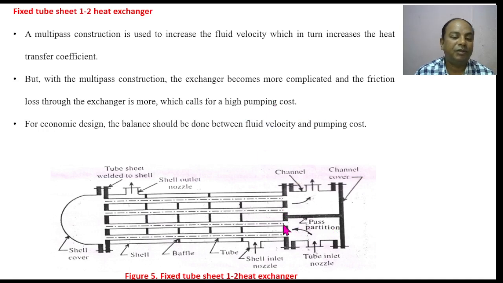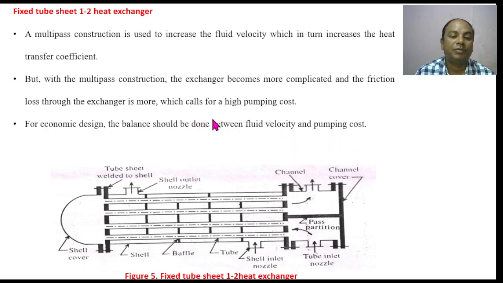So multipass construction requires high fluid velocity, and so pumping is required. If there is no pumping arrangement, there would be high friction while the fluid is passing through these tubes, and to lessen this friction, what we require is pumping. So for economic design, for most fixed tube sheet 1-2 heat exchangers, the balance between fluid velocity and pumping cost is taken into consideration.